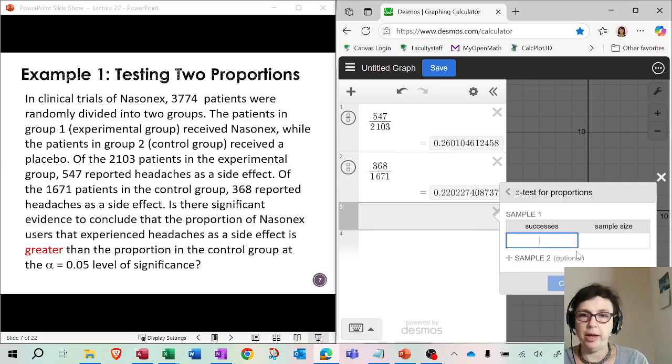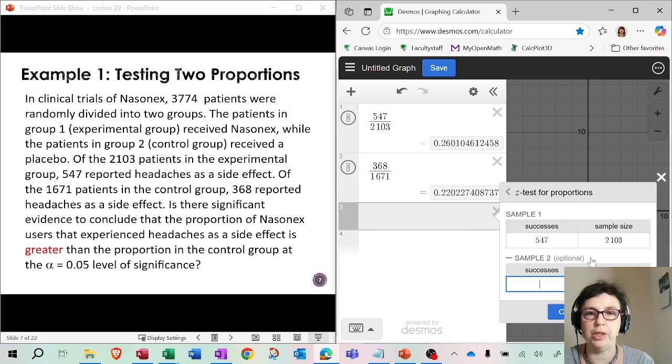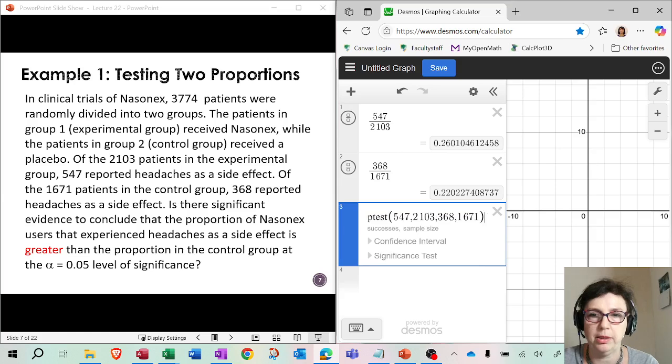Now, here we are entering the number of successes first, and it is always less than the number of trials. And then we also, at this time, click on this plus, and we're going to enter the same thing for the second sample. So 368 out of 1,671. Let's click on create test.